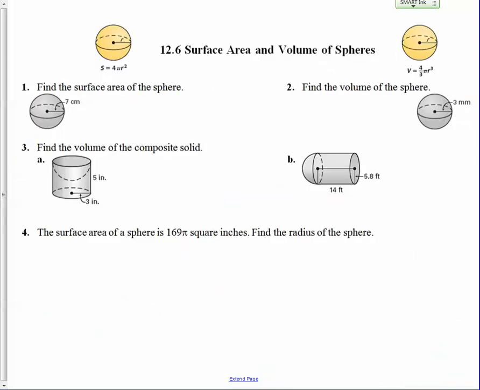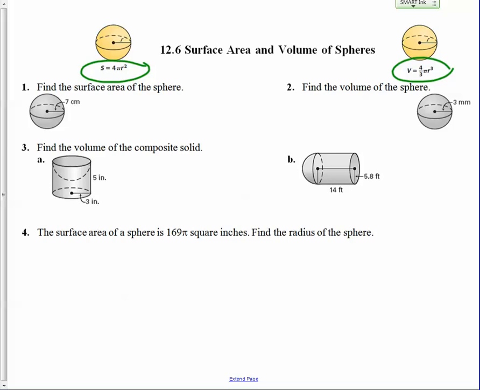Okay, lesson 12.6 introduces you to surface area and volume of spheres, and actually it's just two formulas, straightforward. Plug in what's given and calculate the value that you need to find. Guys, I will not even explain it to you. I'm just allowing you to do problems 1, 2, 3, 4 and then check your answers. So let's pause it right now. Did you calculate 1 through 4?